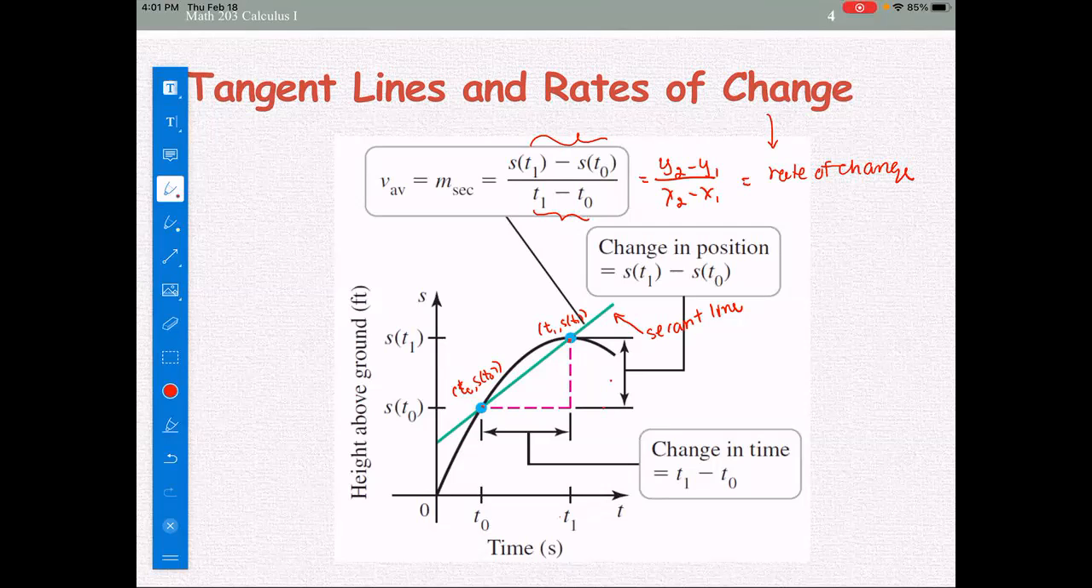If t1 is very close to t0, the second ordered pair moves closer and closer to the point t0, s at t0. The secant line will become the tangent line at the particular point t equals t0.